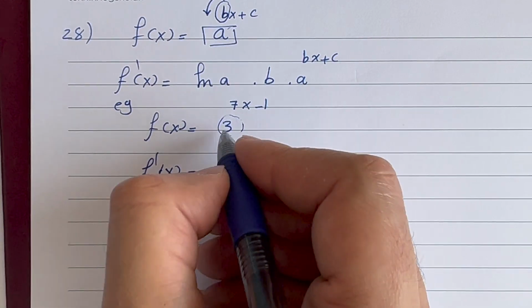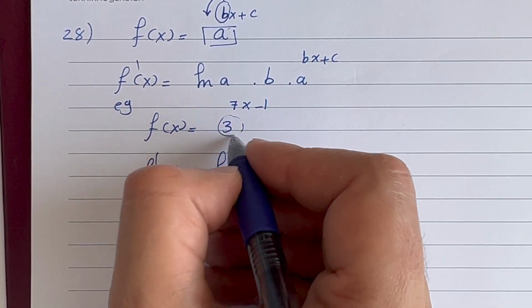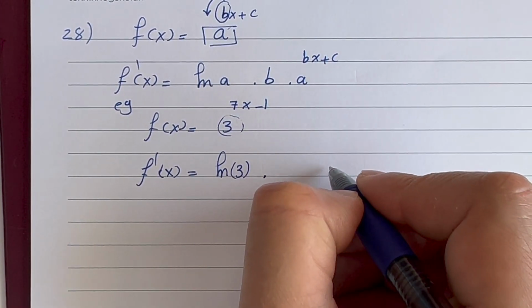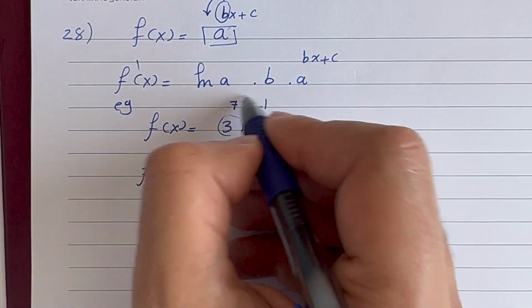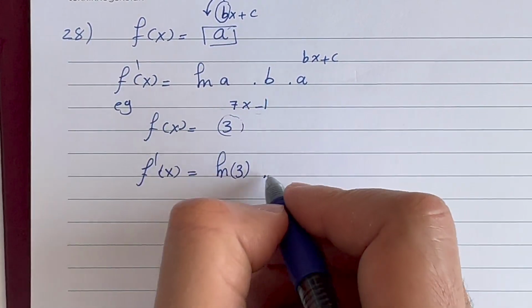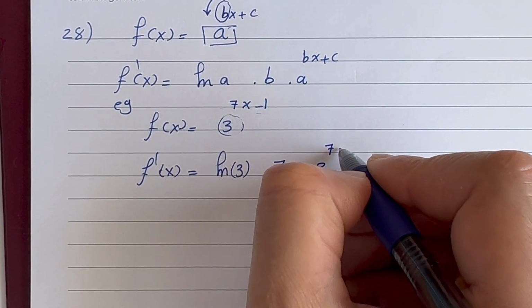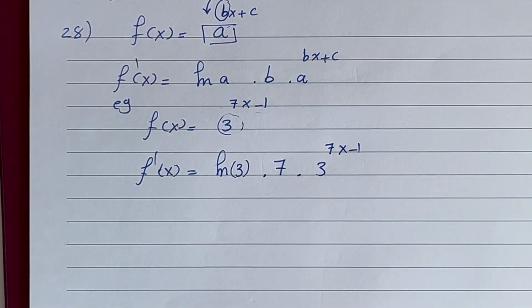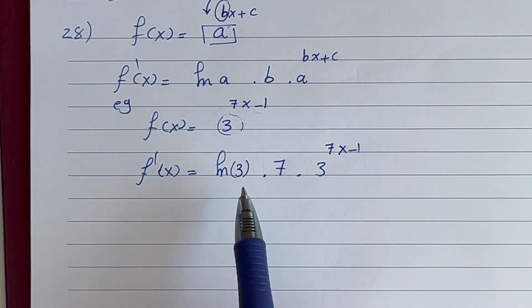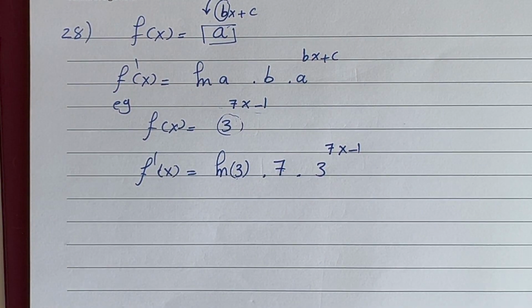Now, consider it as an exponential function e to the power something. Since the power is a linear function, the derivative of it is 7 times the same function, 3 to the power 7x minus 1. You cannot multiply 7 by 3 here because you have ln 3.